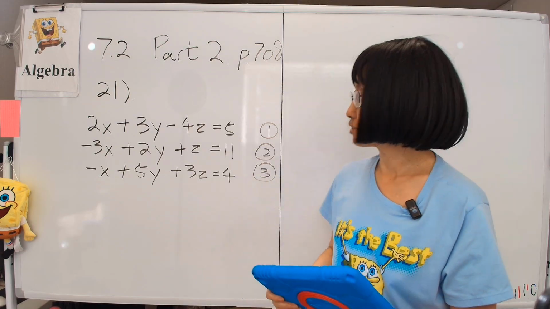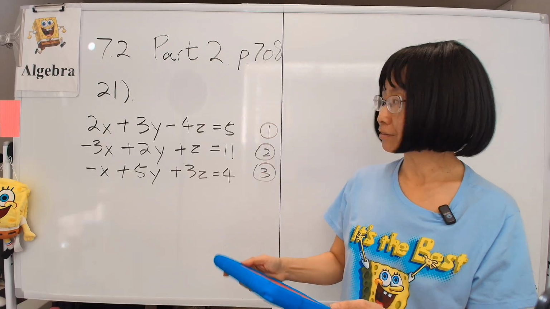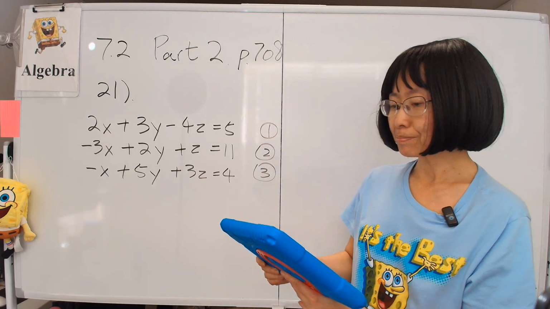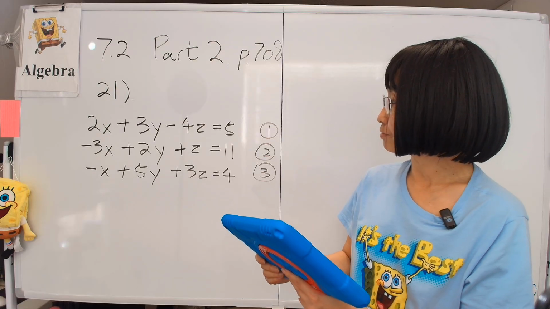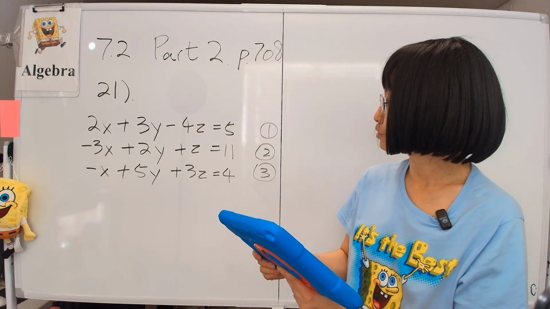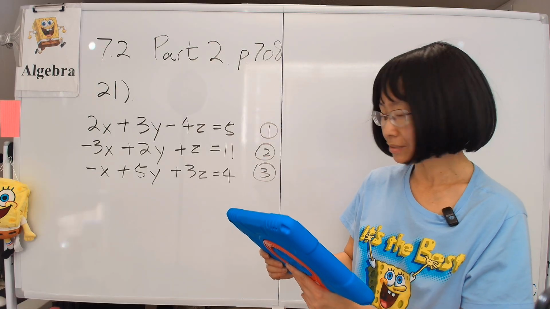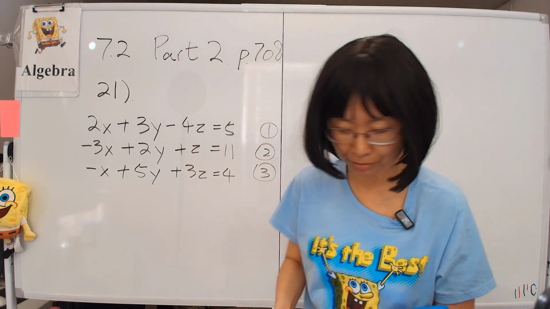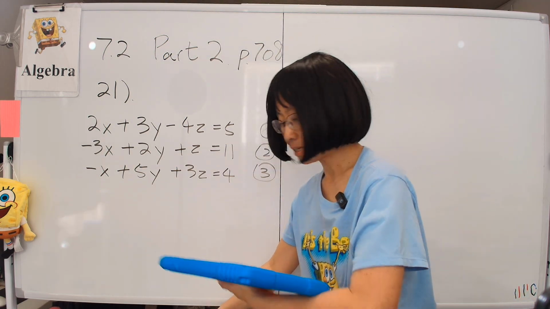So next, let's look at problem 21. Let me go over the problem this time to make sure I didn't write the problem wrong. 2x plus 3y minus 4z equals 5. Negative 3x plus 2y plus z equals 11. Minus x plus 5y plus 3z equals 4. Looks okay. All right, so then let's get going.